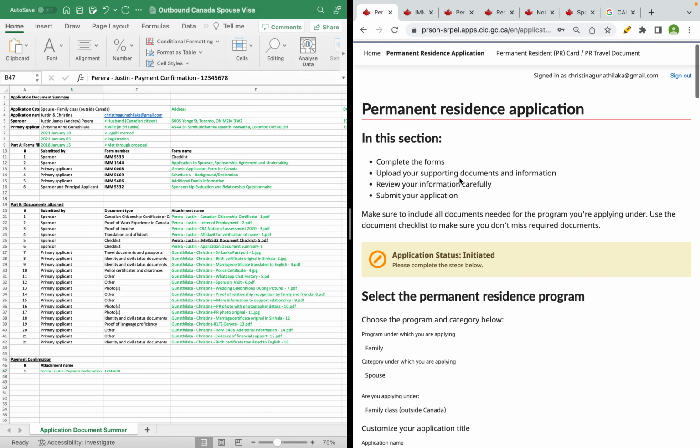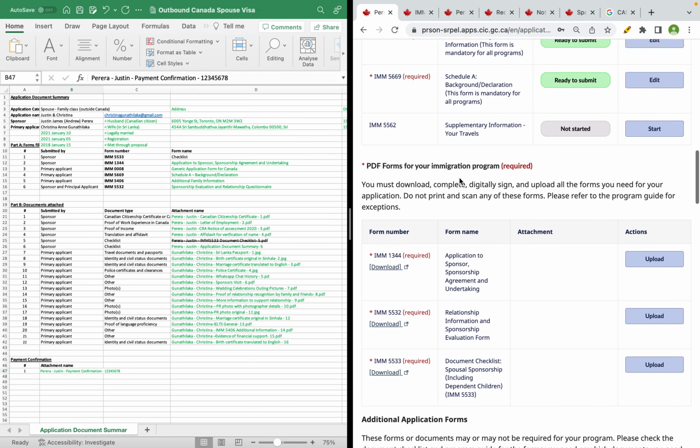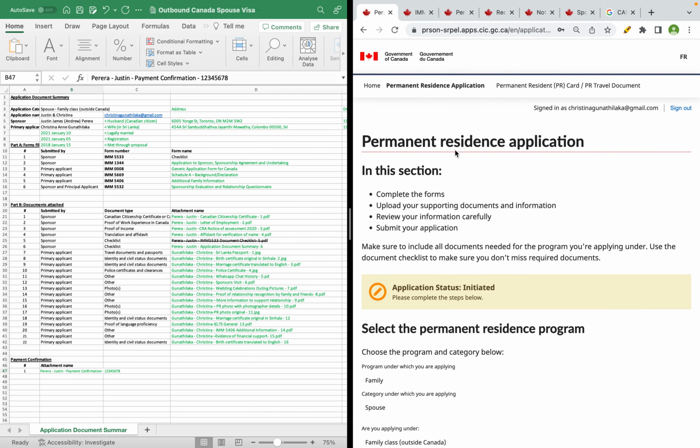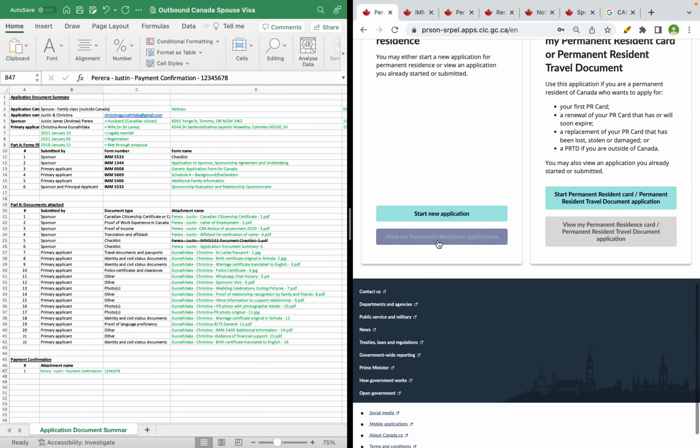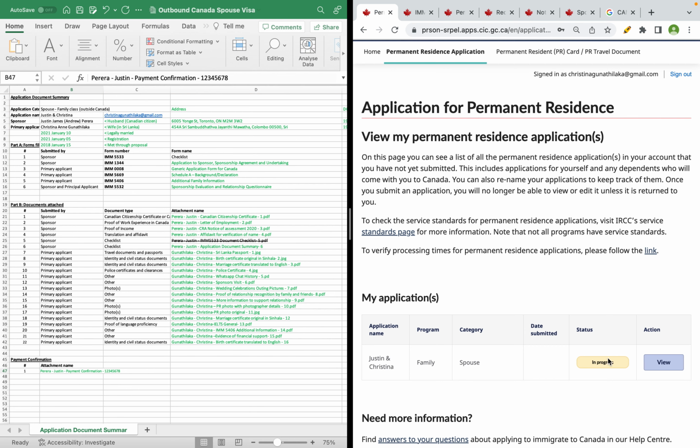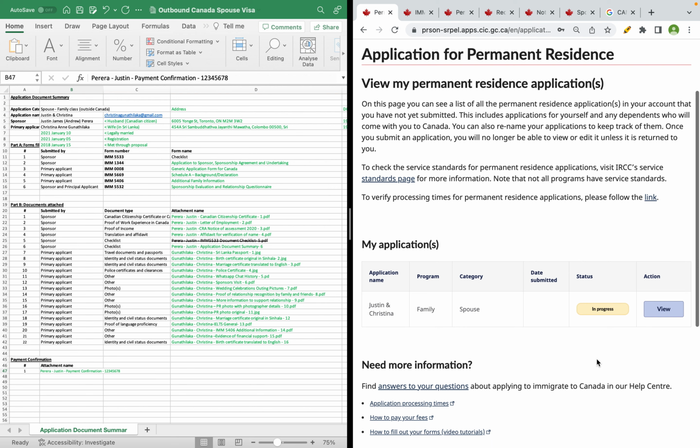Once you have completed this, you will see your application over here as submitted, and you will not be able to view it. In order to view it, you need to create a different account.